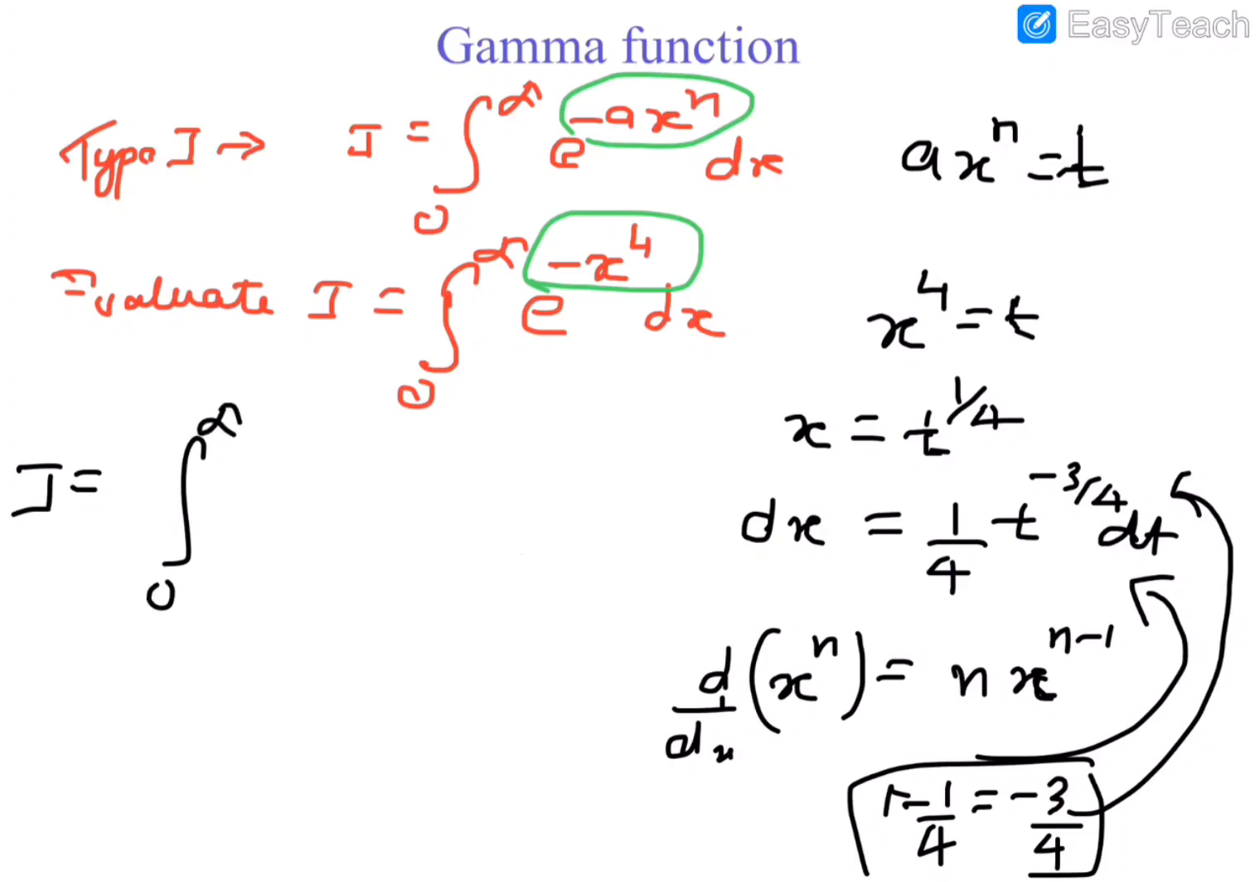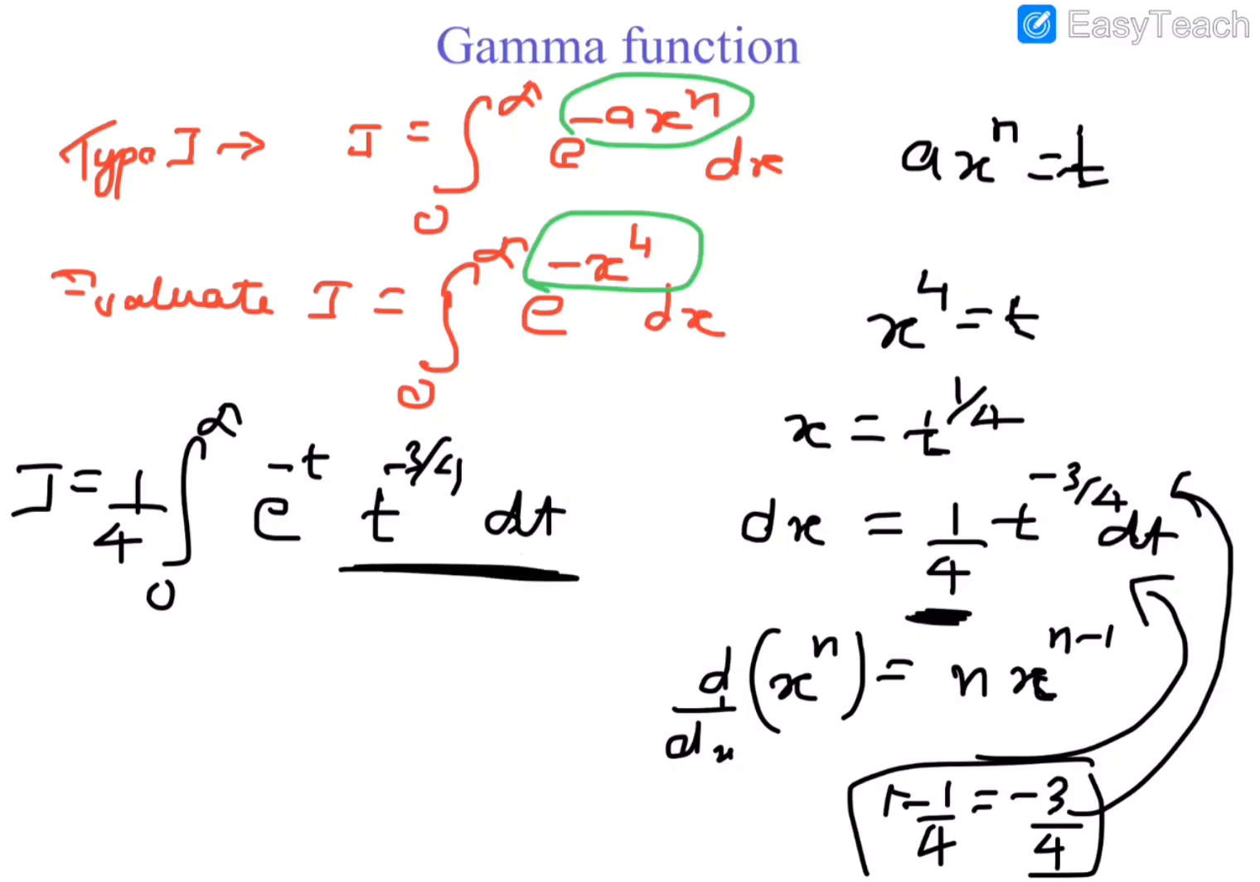e raised to the power minus t, and so into t raised to the power minus 3 by 4 dt. And this 1 by 4 will also come. We can take it outside the integration because it is something which is constant. So this is the replacement for dx.